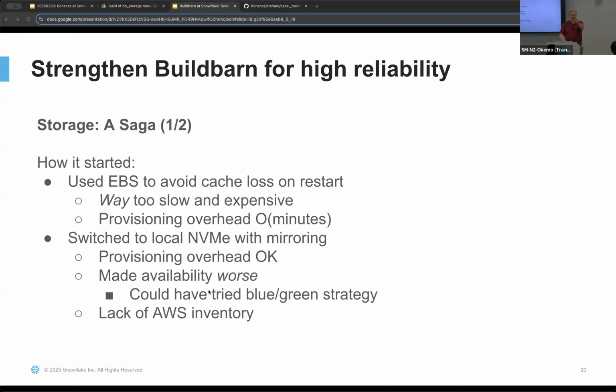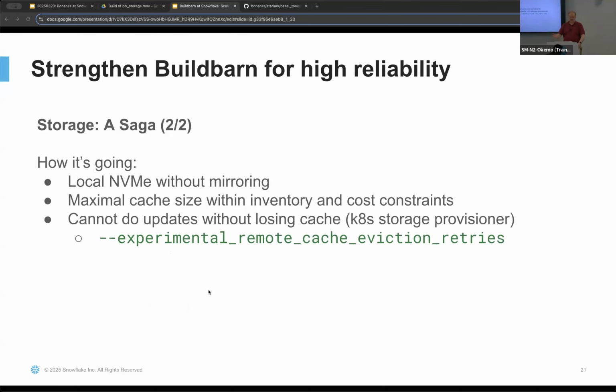Yes. I assume you used EKS. We were using EKS, yes. What CSI were you using for the NVMe mirroring? No. We're using the BB storage native mirroring solution. So it was two independent NVMes on two separate EC2 instances. Yeah. Okay. So how's it going?